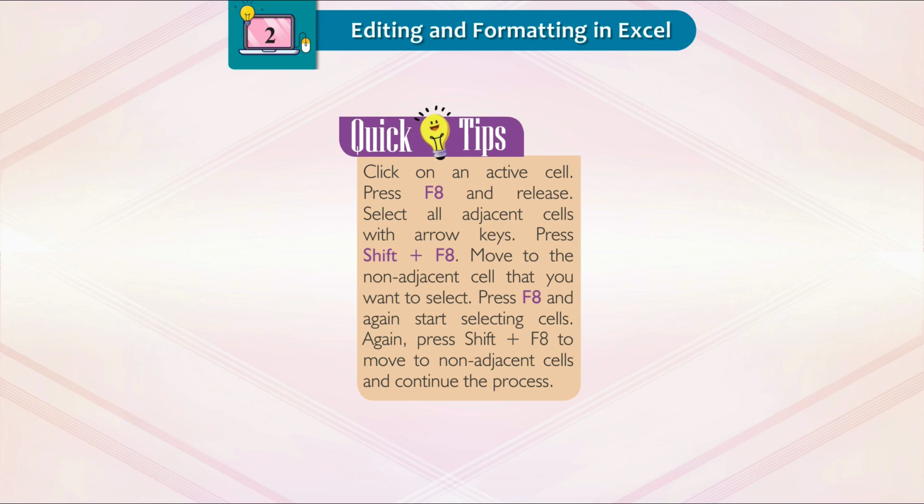Quick tips. Click on an active cell, press F8 and release. Select all adjacent cells with arrow keys. Press Shift plus F8. Move to the non-adjacent cell that you want to select. Press F8 and again start selecting cells. Again, press Shift plus F8 to move to non-adjacent cells and continue the process.